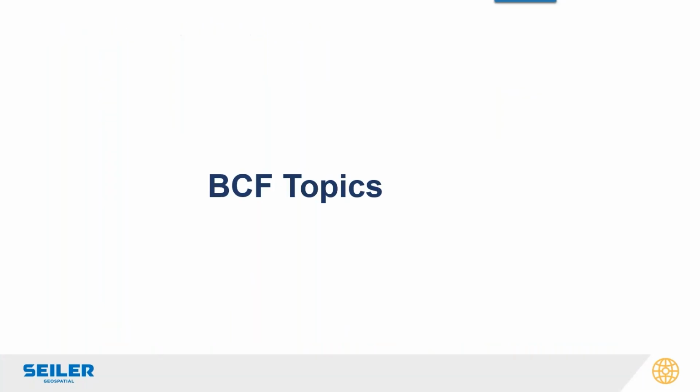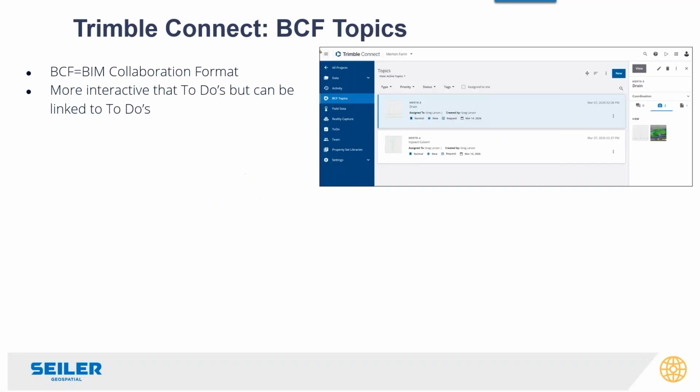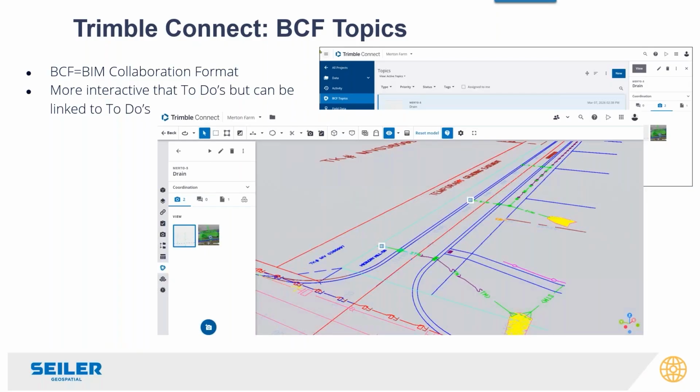One of the newer things that works really well with Sitevision is BCF topics. They're BIM Collaboration Formats. They work with the to-dos. You can actually link the two together within Trimble Connect. But they work really well in Sitevision. I'm hoping that they make their way into other field software. But in this case, the project's done. We want to do some inspection. We just need to spot check some things.